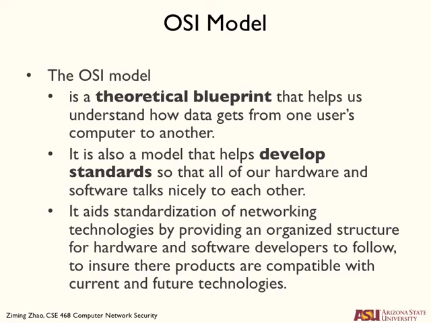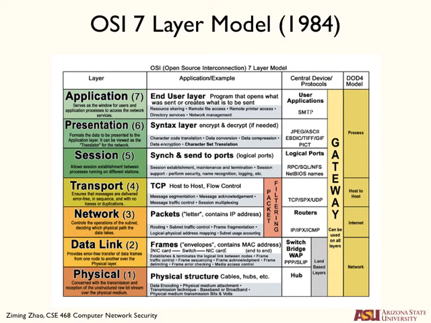We saw the figure last Friday. The OSI model is a 7-layer theoretical and very fine-grained model that helps us understand how we can transfer data from one user, one computer, to another. It has been the model that helps us develop all kinds of standards so all our hardware and software can talk with each other. We took a look at this last Friday.